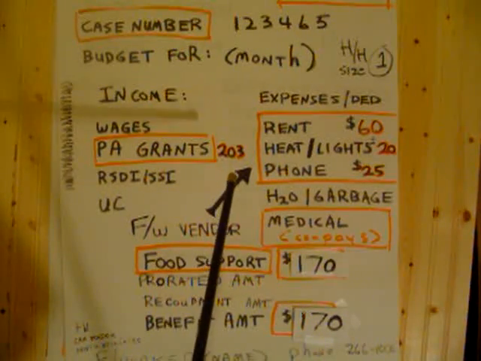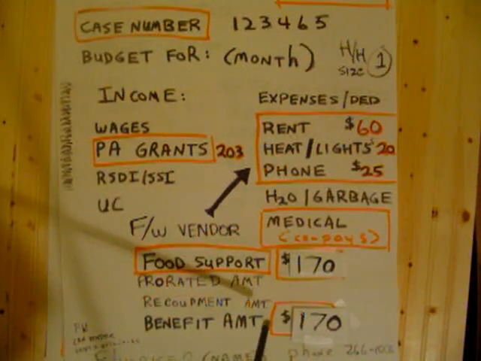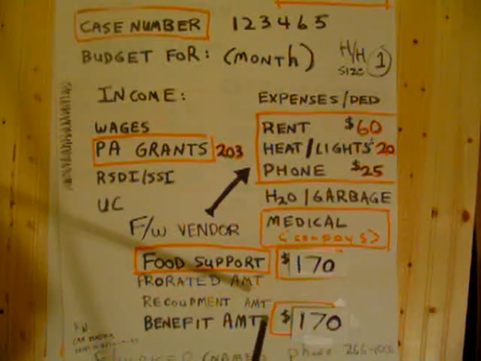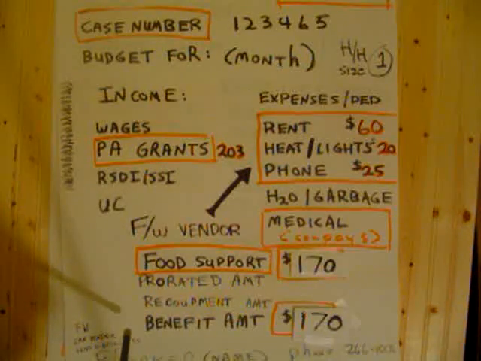So between the $203 plus $170, you've got $370 some to live on for a month. Not a lot, especially in times like this, although it's never been a lot of money to start with.